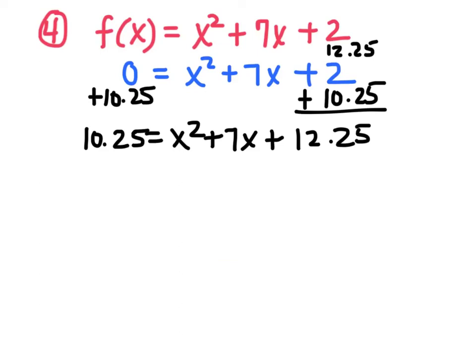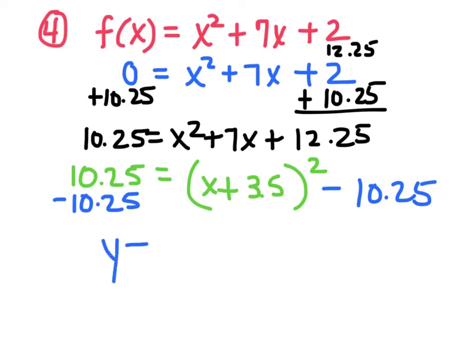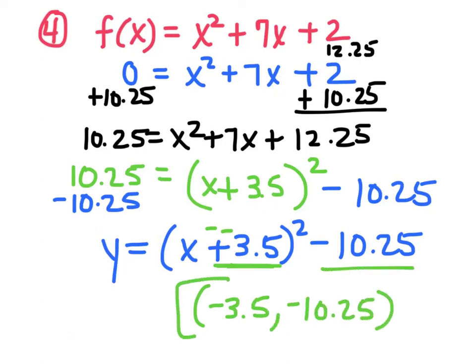All right, so our next step is to factor this. So I have 10.25 equals, looks like I'm going to get x plus 3.5 squared. All right, so now I need to move the 10.25 over to the other side. So I'm going to subtract 10.25, and I get y equals x plus 3.5 squared minus 10.25. All right, so now I just need to find the vertex. So my vertex is this, but remember it had to be minus a negative, so it's negative 3.5, comma, negative 10.25. There is my vertex.